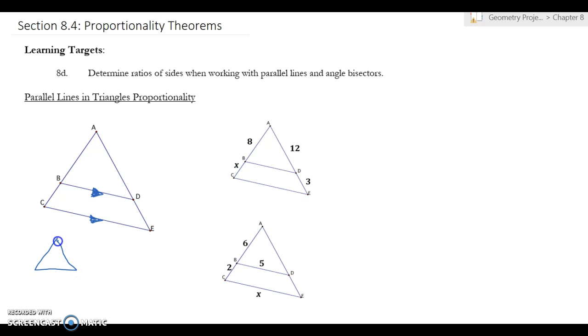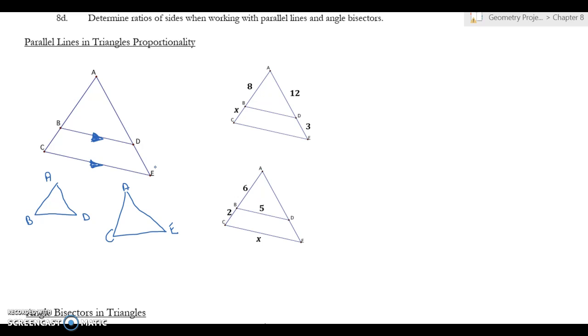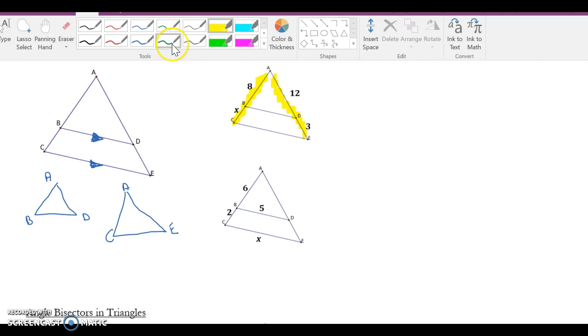So I have the smaller one, which is ABD, and then I have the bigger one, which is ACE. And so those are also proportional. So there's a couple different ways that you could see this. It could either be the sides or it could be the whole triangle, okay? And so we have two examples of what this looks like. So here, if you notice, I'm given information on the sides. And so what we know is that the sides are cut proportionally.